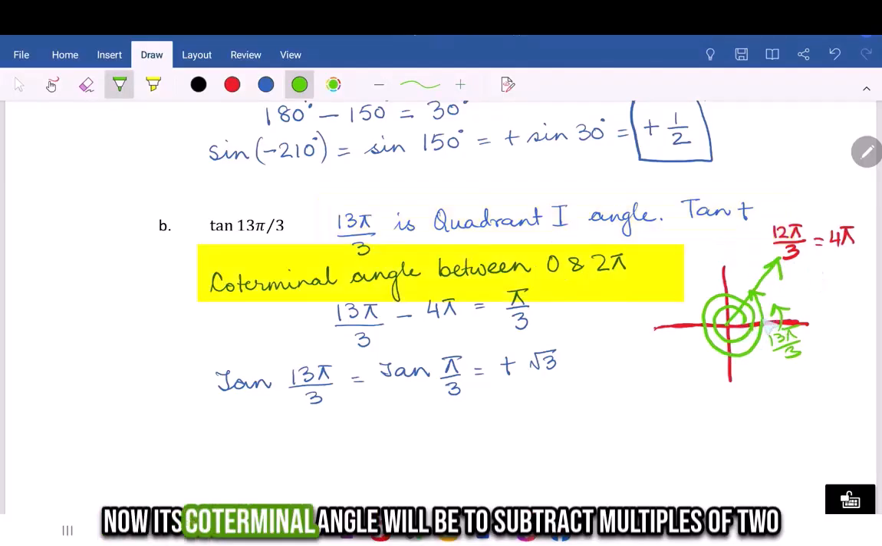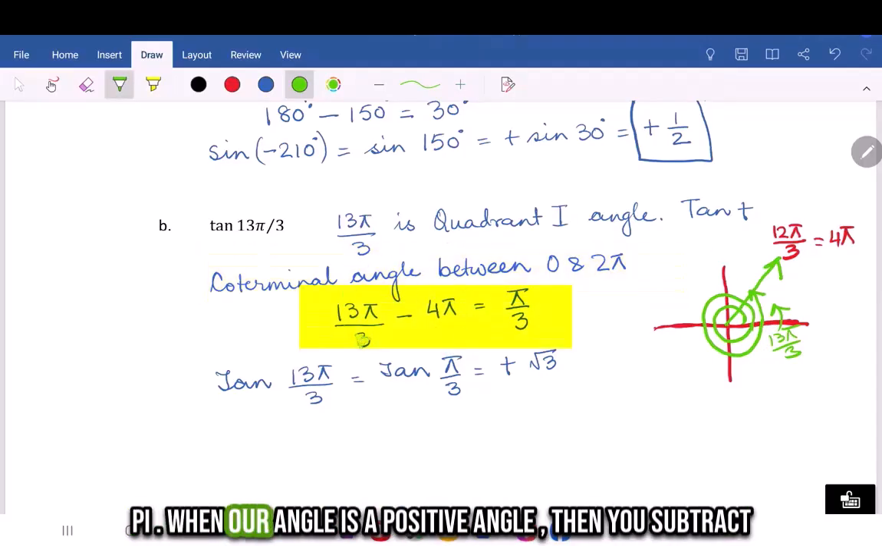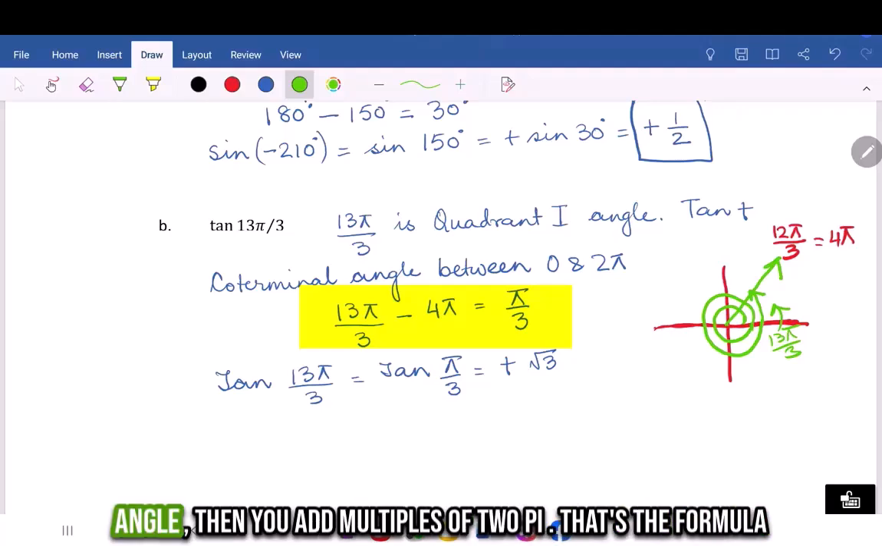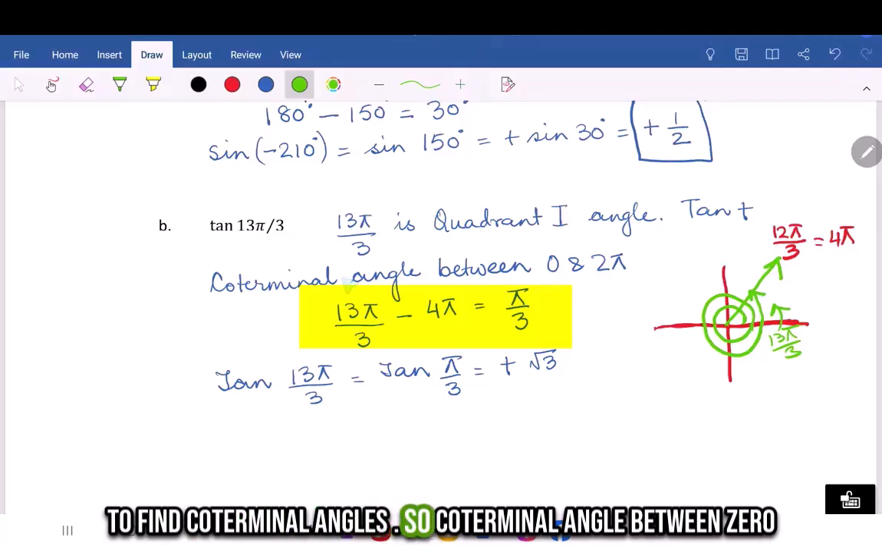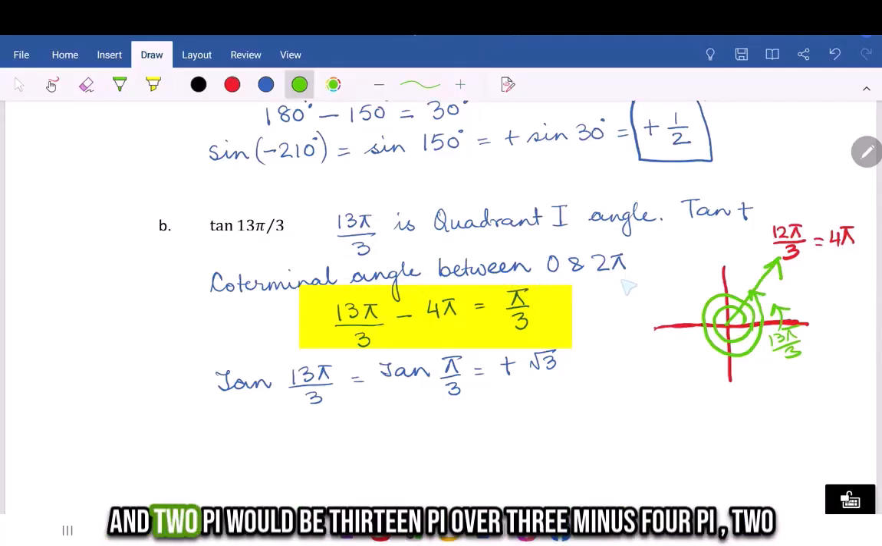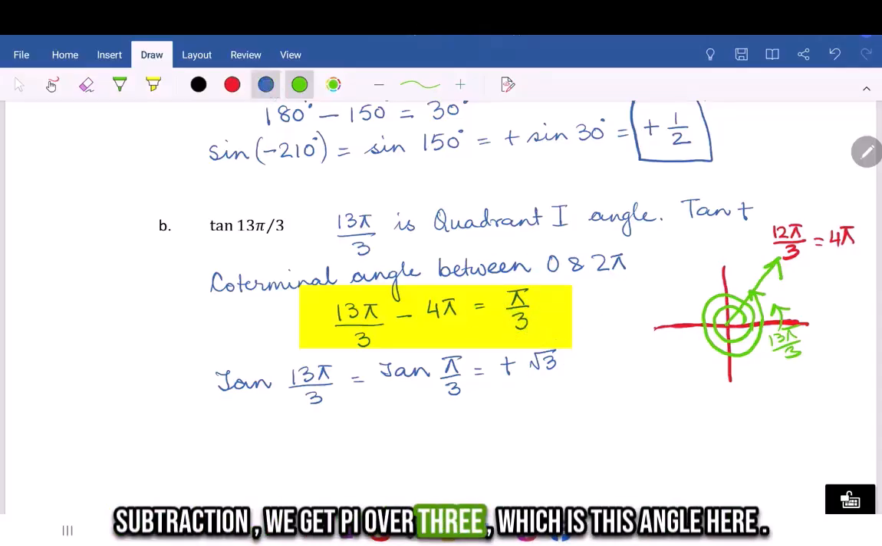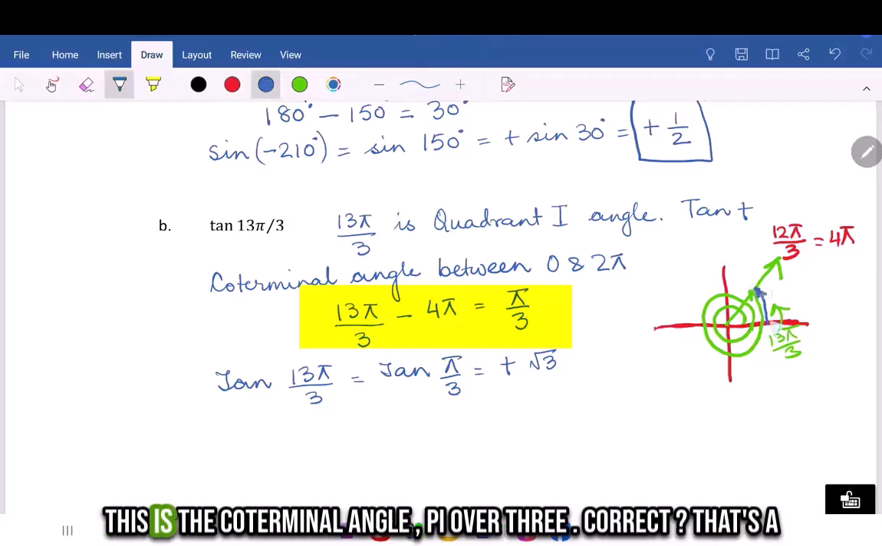To find its coterminal angle will be to subtract multiples of 2 pi. When our angle is a positive angle, then you subtract multiples of 2 pi. When your angle measure is a negative angle, then you add multiples of 2 pi. That's the formula to find coterminal angles. So coterminal angle between 0 and 2 pi would be 13 pi over 3 minus 4 pi, 2 times 2 pi, multiples of 2 pi. And when we do that subtraction, we get pi over 3, which is this angle here. This is the coterminal angle, pi over 3, correct?